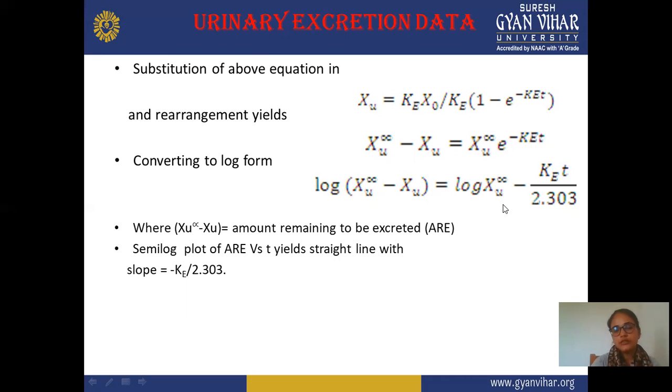So this is the final equation for the sigma minus method, where X infinity u minus Xu equals the amount remaining to be excreted, ARE. And a semi-log plot of ARE versus t gives a straight line. When we plot this graph for the sigma minus method, ARE versus t gives a straight line with one slope, and this slope value is minus ke/2.303.